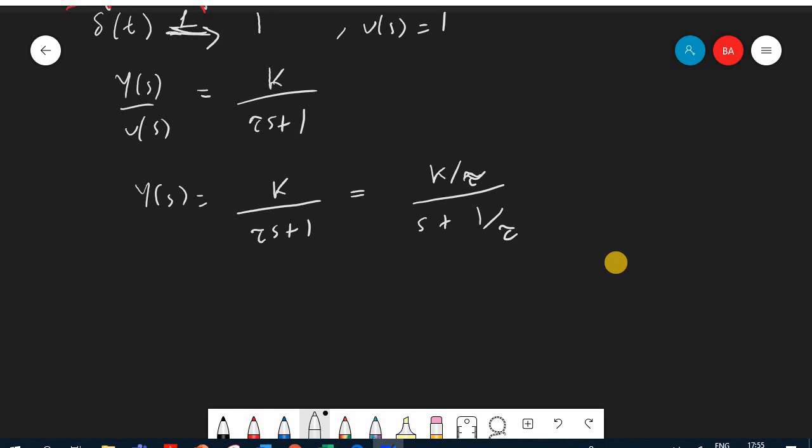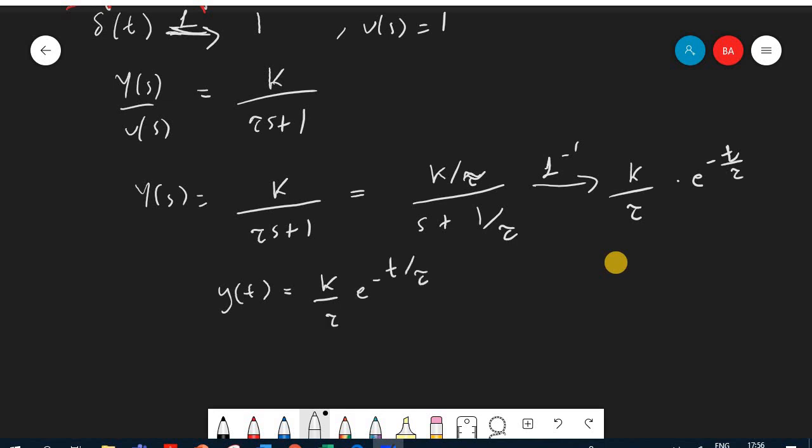And this is like 1 over s plus a. And the answer here, after taking the Laplace inverse, will be k over tau, that's the constant value, into e to the power minus a t, which is 1 over tau into t, so that will be t over tau. So that will be the function we have for an impulse input. And again, that is the answer for y of t. So y of t is equal to k over tau e to the power minus t over tau.